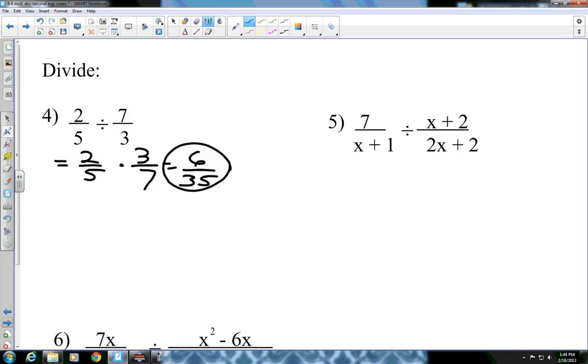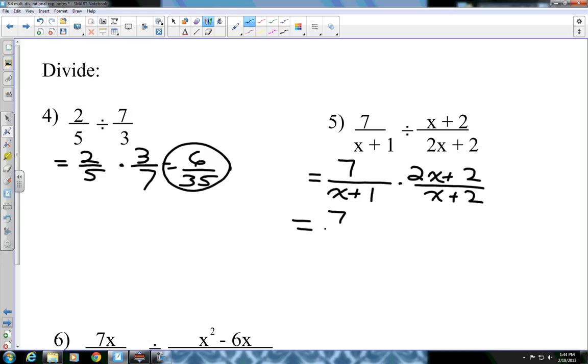Okay, so now let's do that with our rational expressions. Number 5, you take 7 over x plus 1 divided by x plus 2 over 2x plus 2. Step number 2 is you write it as a multiplication problem. So I have 7 over x plus 1 times 2x plus 2 over x plus 2. Step 3 is we're going to factor everything we can. The only one that factors is this one right here. So I say 7 over x plus 1 times 2 times x plus 1 over x plus 2.